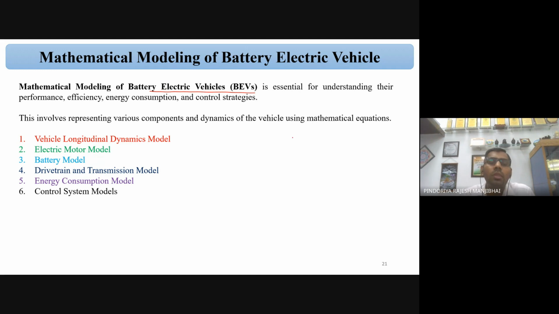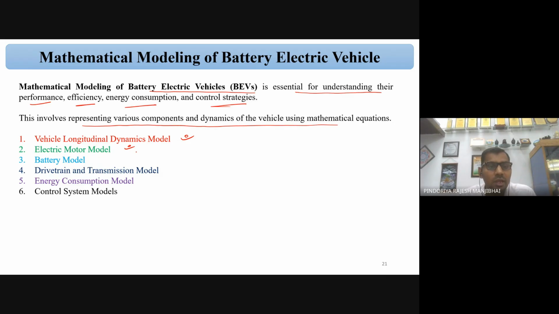Mathematical modeling of the battery operated electric vehicle is essential for understanding its performance, efficiency, energy consumption, and control strategy. Correct. So why do we have to do the mathematical modeling? We have to see the performance of the vehicle, efficiency, energy consumption, control strategy, and everything. This involves representing the various components and dynamics of the vehicle using mathematical equations. So, the vehicle longitudinal dynamic model, electric motor model.